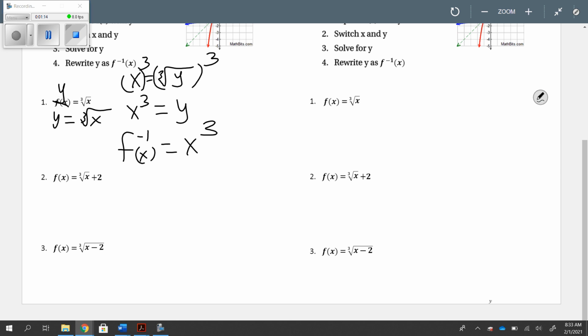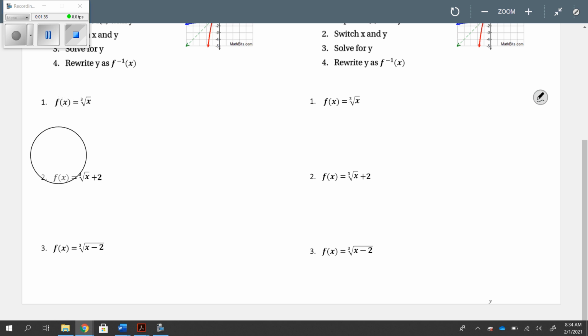And again, inverse should be the exact opposite. So in the original equation, we were cube rooting it, and in the answer, the inverse, we're cubing it, which is the opposite. Cube root and cubed are the opposite. So that's it. That's all we have to do for number one. The inverse of number one is x cubed. All right. Moving on.